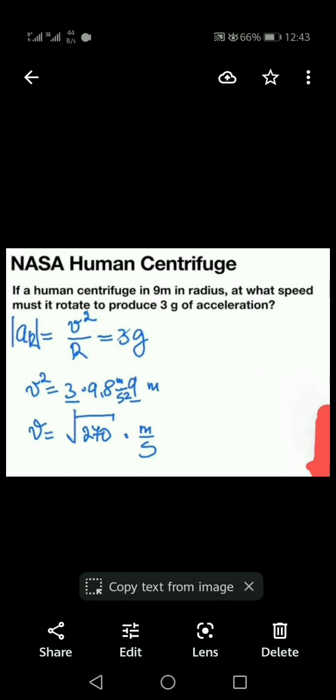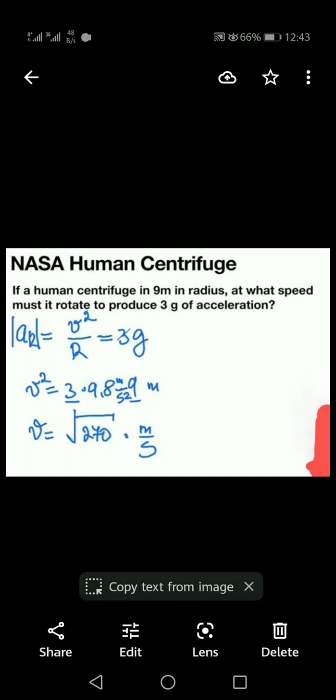Now, since the square root is taking everything, you will get the square root of 270 times the square root of m squared over the square root of s squared. Now, let's simplify the unit. Square root will cancel the square, that is, you get m. Also, in the denominator, the square root cancels the square, you get s, that is meters per second. Now you will get v is equal to the square root of 270 meters per second.